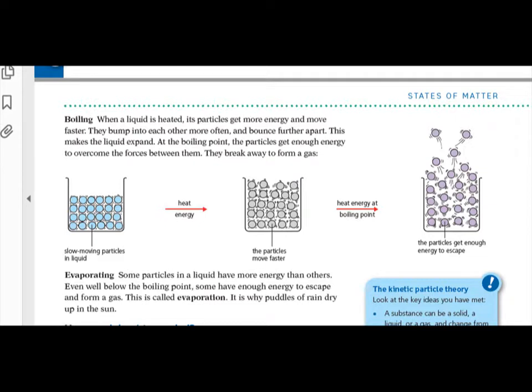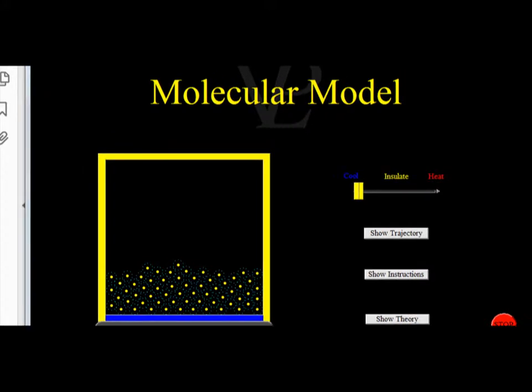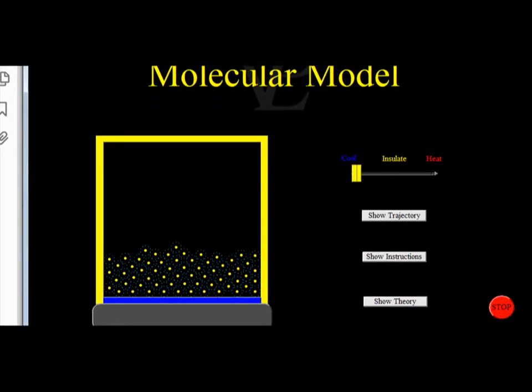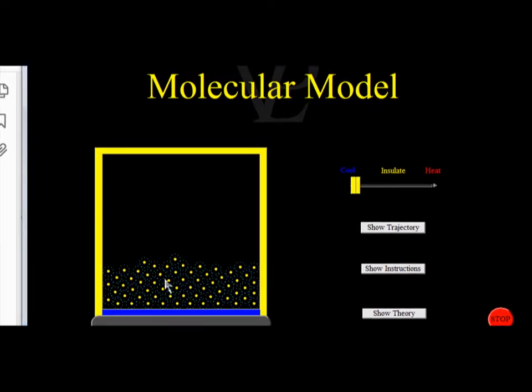So let's just quickly look at a simulation of the kinetic theory of matter. This is a simulation or a virtual experiment, which will show us what happens when a solid is cooled. As we said, the atoms are vibrating to and fro about their equilibrium positions. They are also vibrating randomly, but with the naked eye you cannot see them.